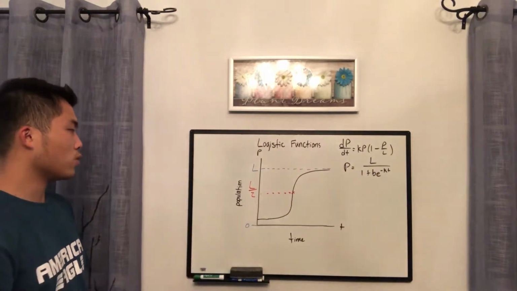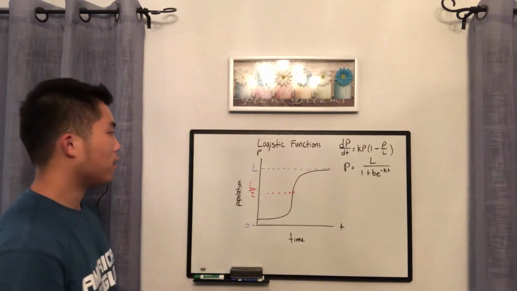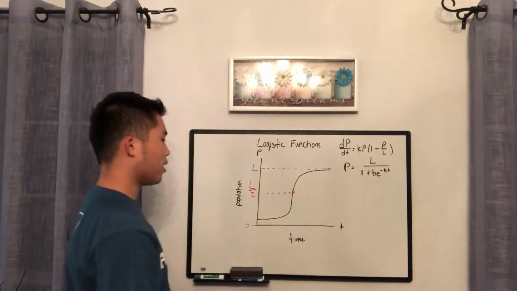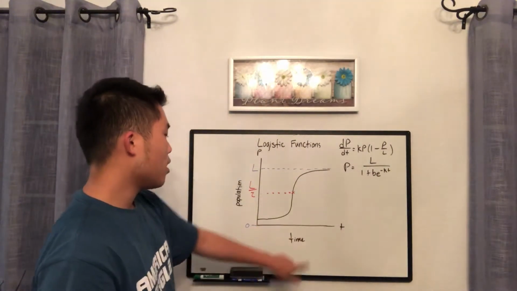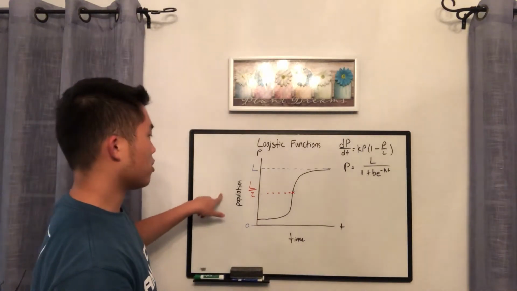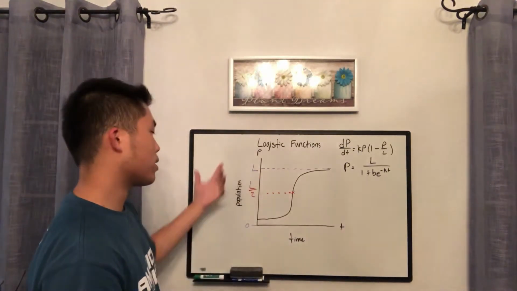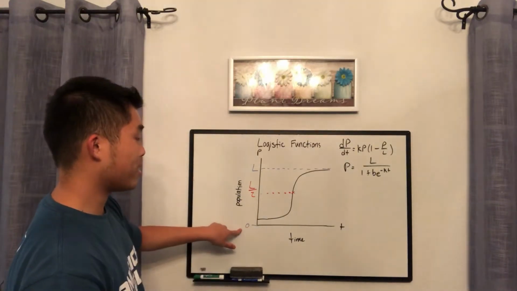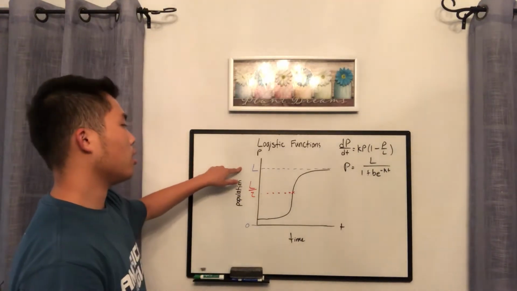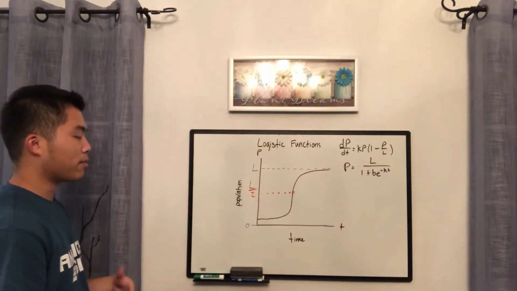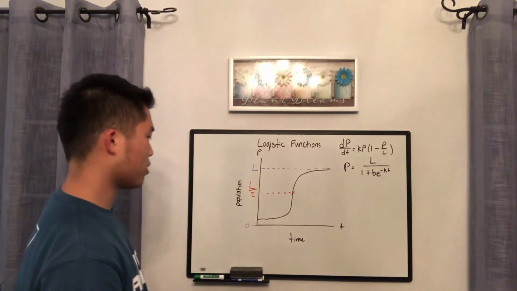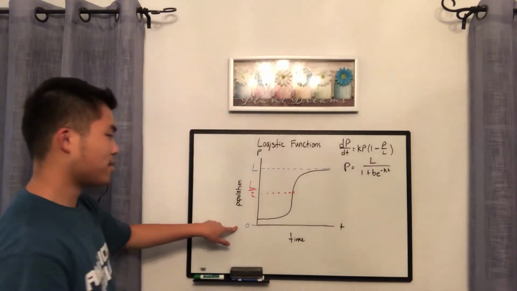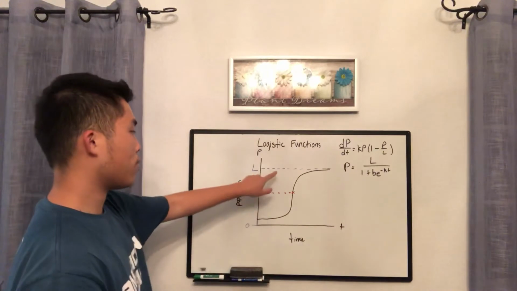I've drawn the graph of a logistic function. As you can see, it takes on that S shape. On my x-axis I have time, and on the y-axis I have population, so I'll just label it T and P respectively. What you'll notice here is that there's an asymptote at 0 and an asymptote at L. L is your carrying capacity. So this graph will never touch or pass 0, nor will it touch or pass L.